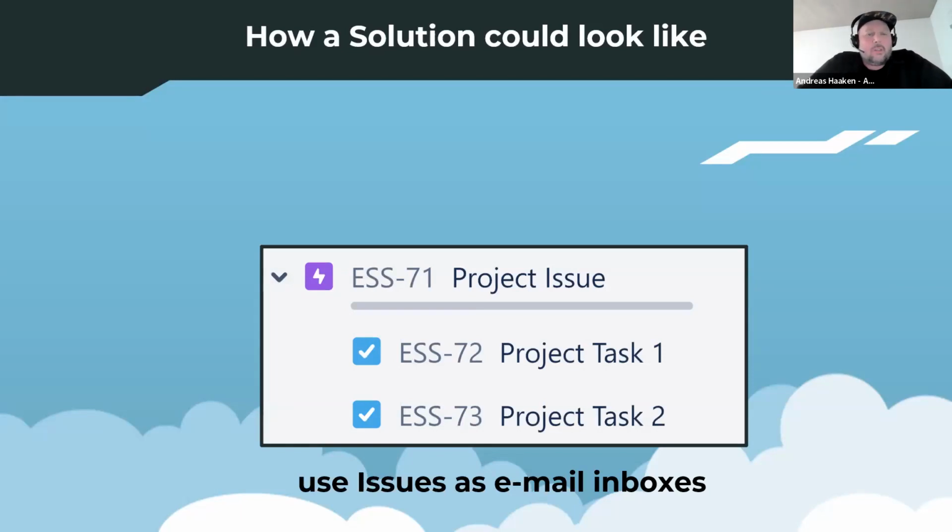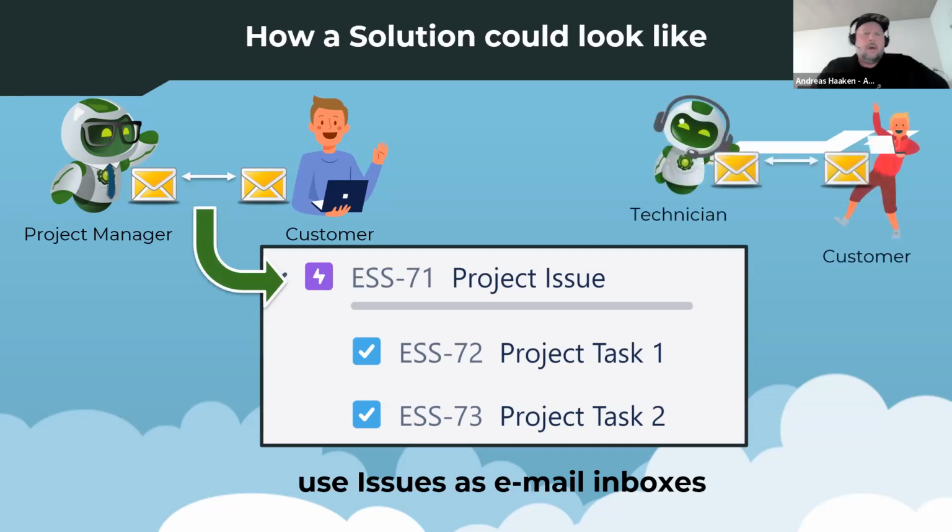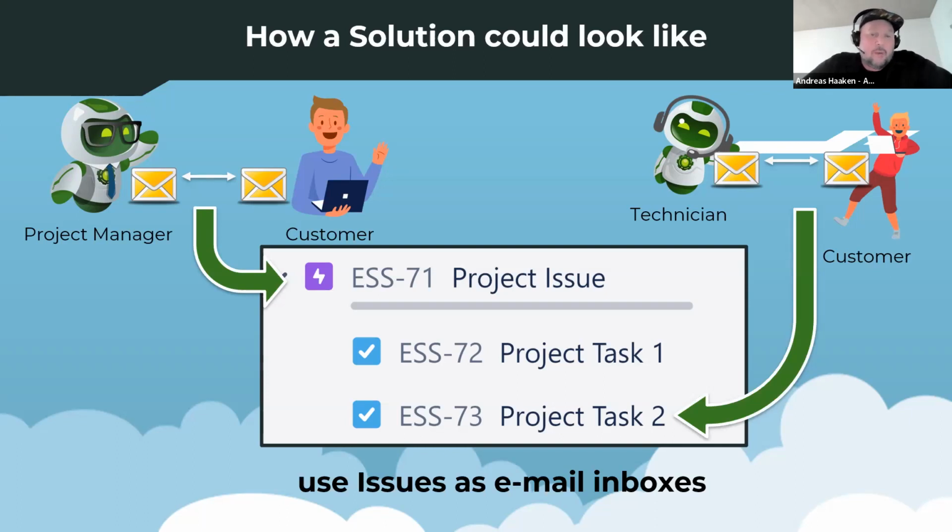What would be a good solution if you try to combine the communication with your external stakeholders to your project? So what you regularly have is a project manager communicating with your customer. That communication would be great if it's bound to the project issue, probably as comments. And then you probably have a communication a level below from the technician to your customer. This should also be connected to your project task, so that everyone can use the particular issue and have the communication bound to that in place so that you can see what's going on.